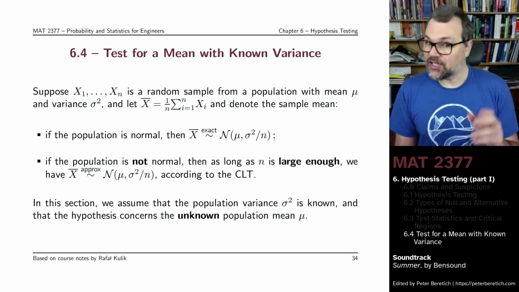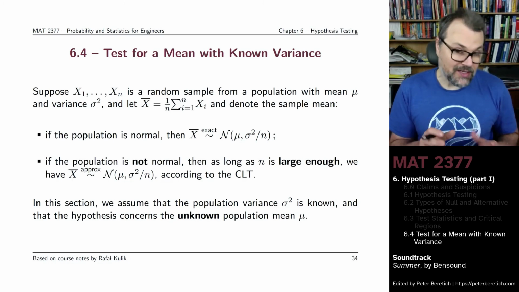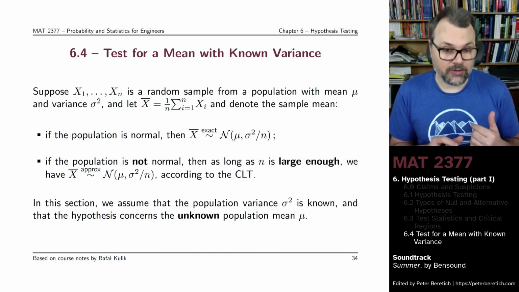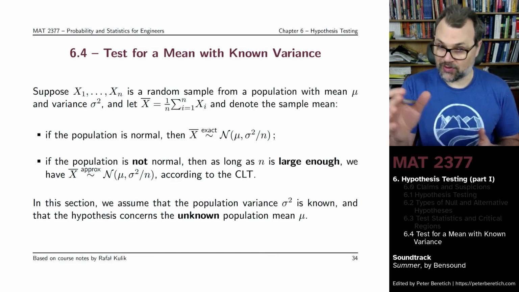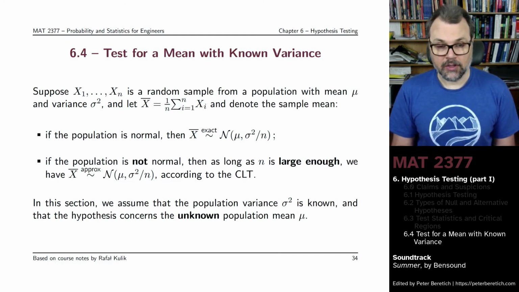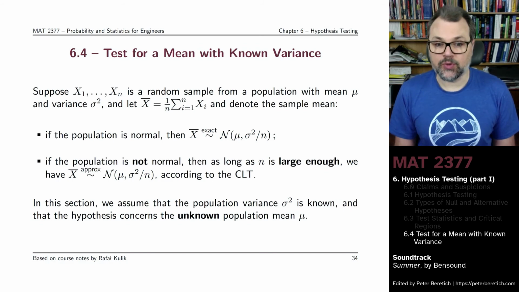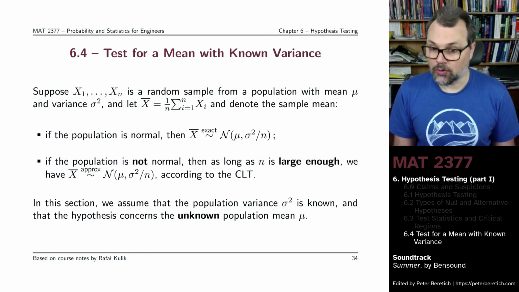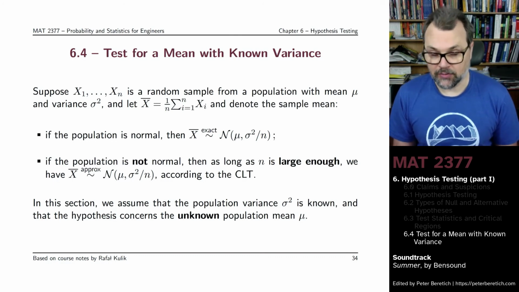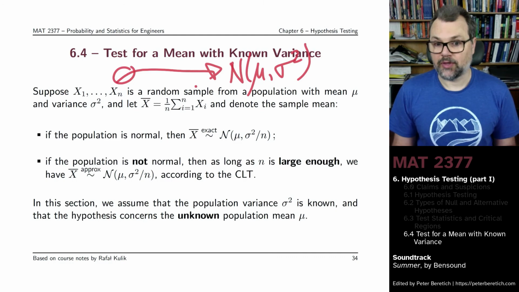If the population is not normal, what we've also seen is that as long as the sample size is large enough, then the sampling mean follows approximately a normal distribution with the same parameters, mu and sigma squared over n, and that's thanks to the central limit theorem. So for this specific section, we do assume that the population variance is known and that the hypothesis concerns the unknown population mean mu. We are trying to find mu in the original population.